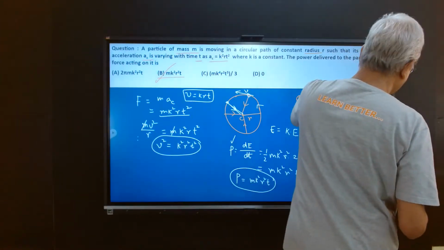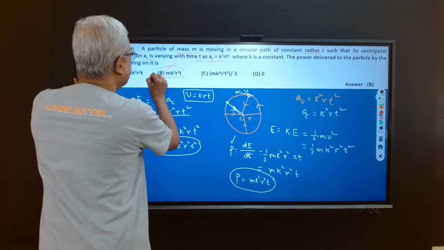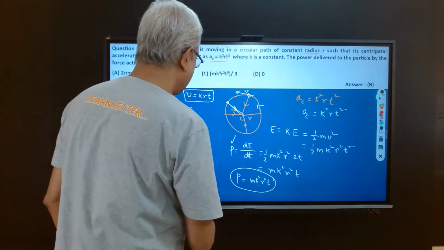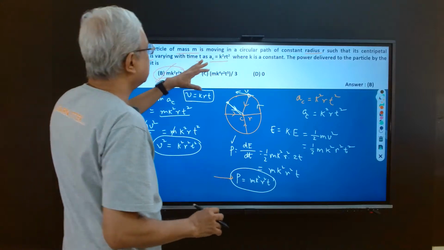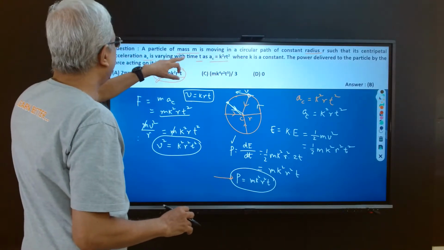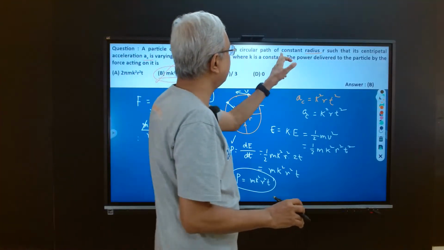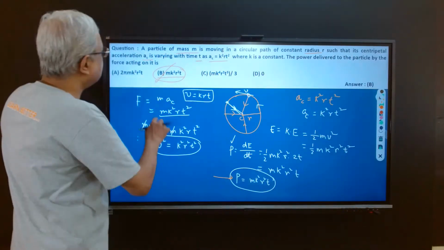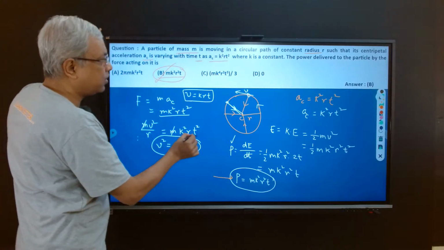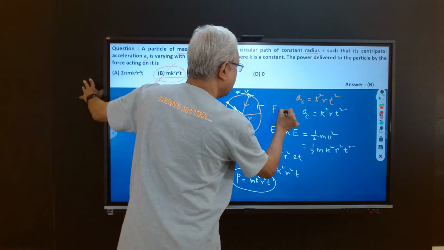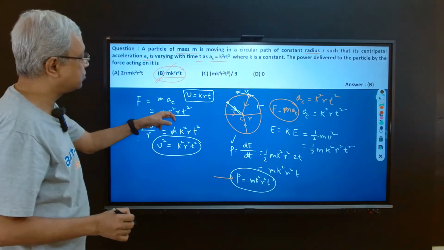Okay, so this is the right answer: m k square r square t. So power is m k square r square t. There is a peculiar force acting on the particle, because of which the centripetal acceleration is k square r t square. The particle of mass m is moving in a circular path of constant radius r, such that its centripetal acceleration is varying with time. So centripetal acceleration varying in time means the centripetal force is also varying in time, because F equal to m into a_c, that is, m k square r t square.